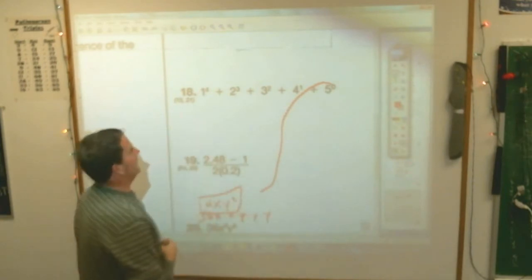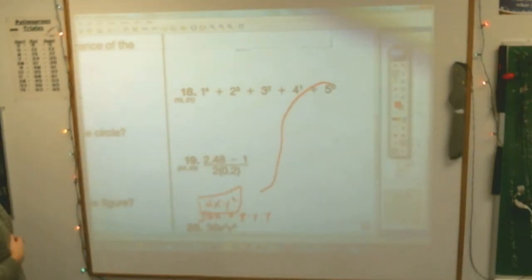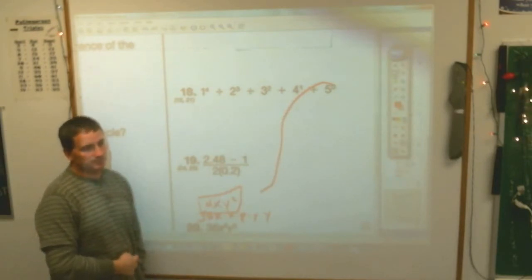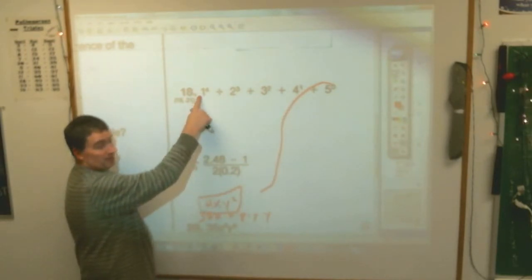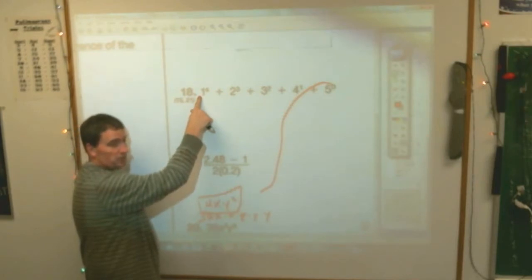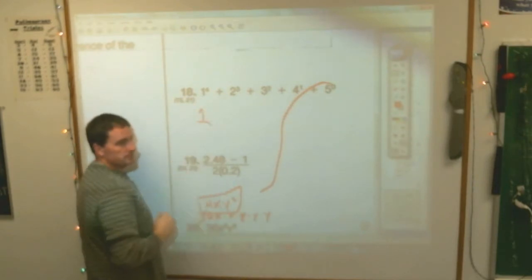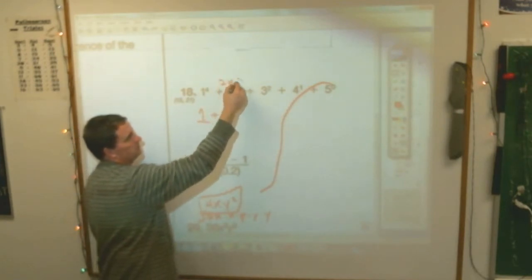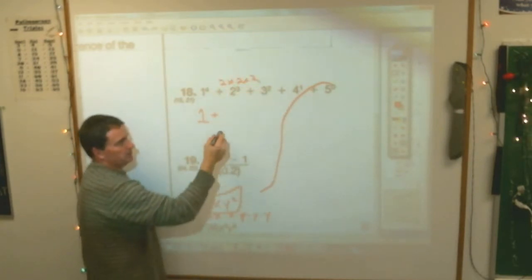Well, if I were going to say, here would be the trouble spots in this one, because you have to do exponents first, so we have to simplify all the exponents. 1 to the 4th power is not 4, it's 1 times 1 times 1 times 1, which is just 1. Got that one right? 2 to the 3rd power is 2 times 2 times 2, it's not 6, it is 8.